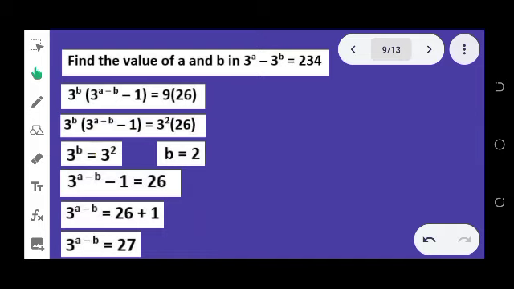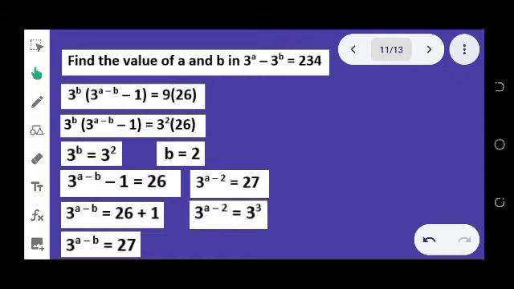Since we have the value of b, which is 2, we can substitute b by 2. That's why this becomes 3 raised to the power of a minus 2 equals 27. And 27 can be expressed as a power of 3. So that's why we have 3 raised to the power of a minus 2 is equal to 3 cubed.